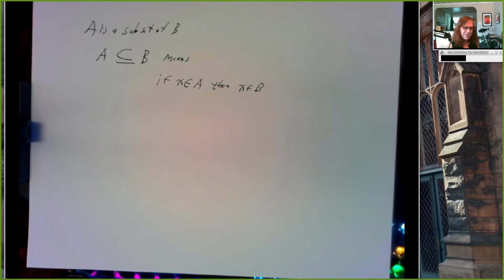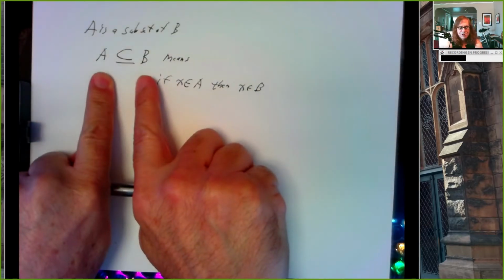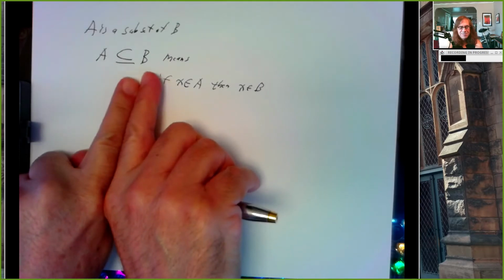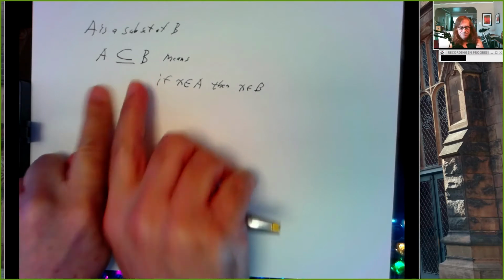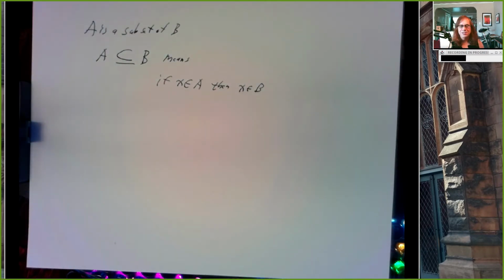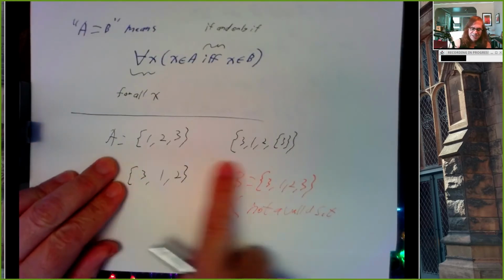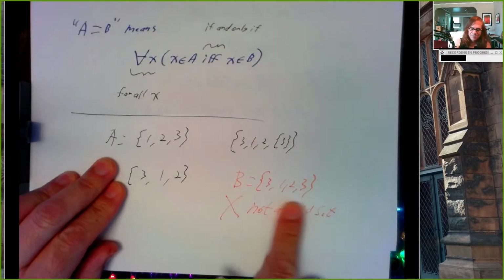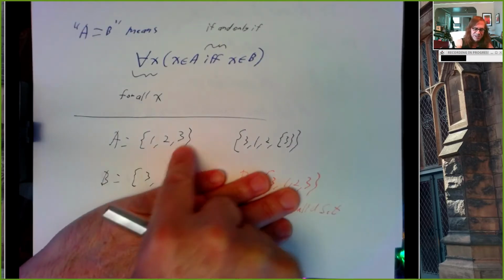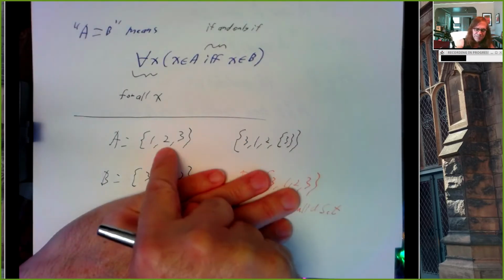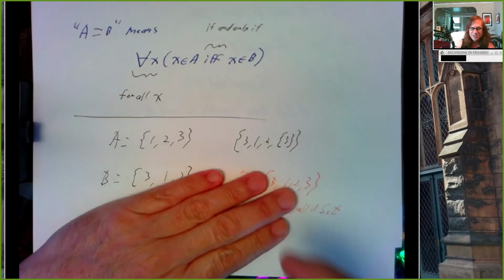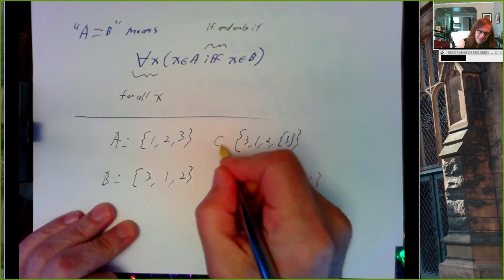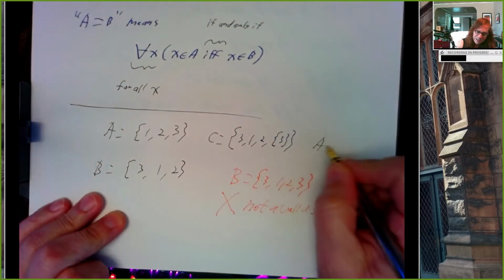So equality means these sets have exactly the same members. Saying A is a subset of B means everything that's in A is also in B. But there could be things in B that aren't in A. So in this example, we would say A is a subset of this, because A contains a 1, that's in here, contains a 2, that's in here, contains a 3, that's in here. So if this was our set, let me make it C, we would say A is a subset of C.